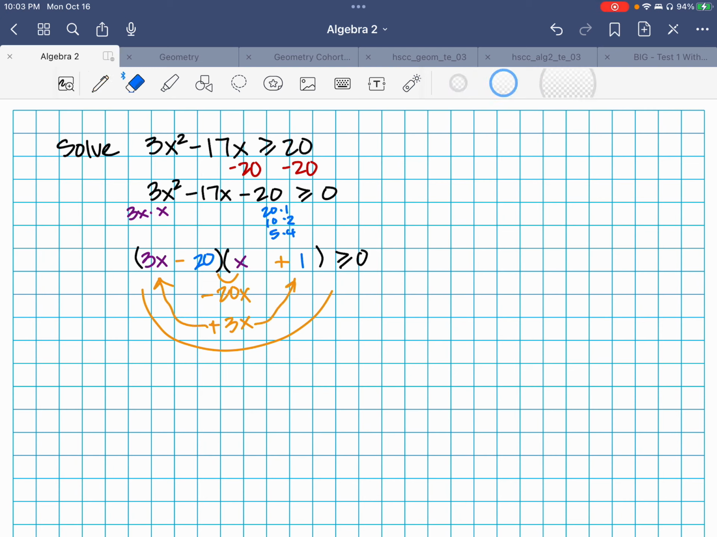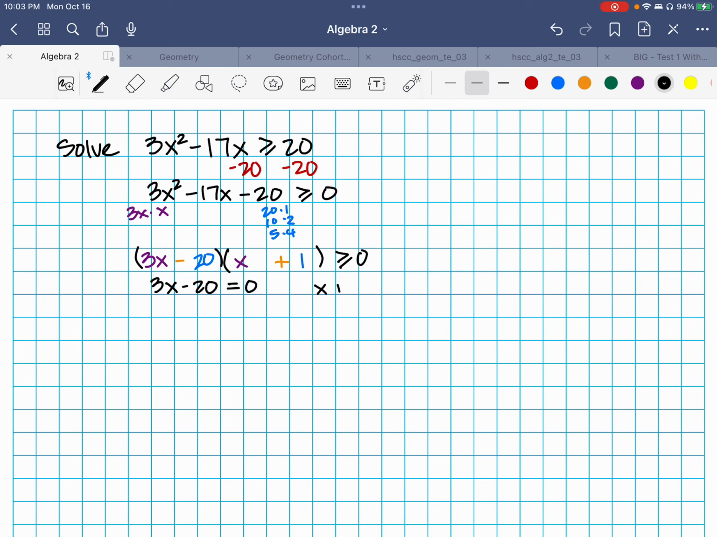All right, so I'm going to go ahead and erase this information down here. We no longer need that because now we've factored it. And this is going to set up our two equations. The first one is 3x minus 20 is equal to 0, and x plus 1 is equal to 0. This gives us x is equal to 20 thirds, and then x is equal to negative 1.